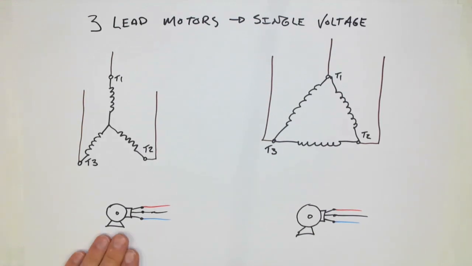And so for a Y-wound 3-lead motor versus a delta-wound 3-lead motor, the installer would see absolutely no difference in its actual wiring. So this is the most basic type of 3-phase motor. Let's take a look at a different one.